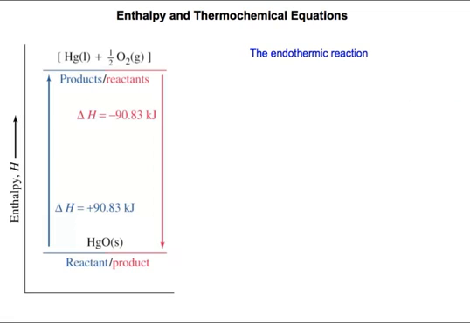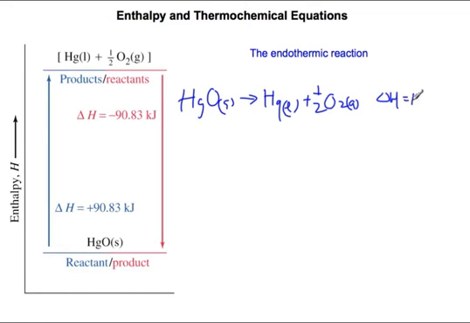On the other hand, for an endothermic process, which is basically the reaction in the opposite direction, we write it in a similar fashion, but now we're looking at the blue arrow and going up from our reactants. Our reactants here are mercury oxide solid, and they yield liquid mercury and oxygen. The delta H term is positive because it's endothermic. Energy is required, so positive 90.83 kilojoules.